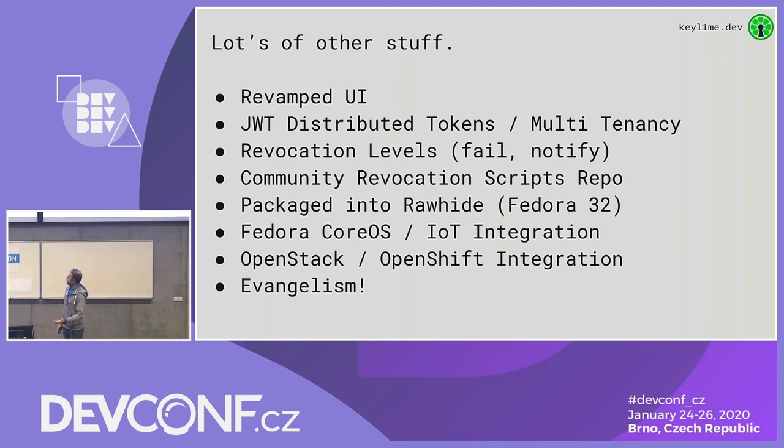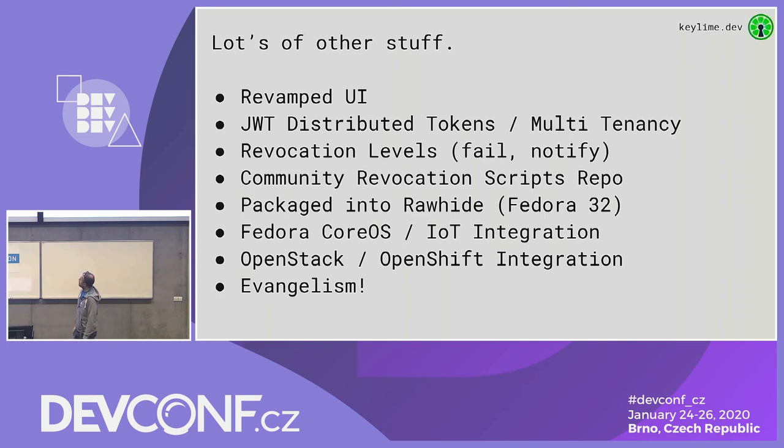For the revocation events, we're going to set up different levels. At the moment, what happens is a node will fail, whereas we want to have a less serious action level of notify. That means not necessarily blowing the machine off the network, but perhaps monitoring it more closely.